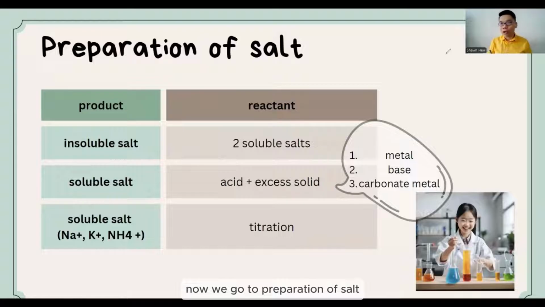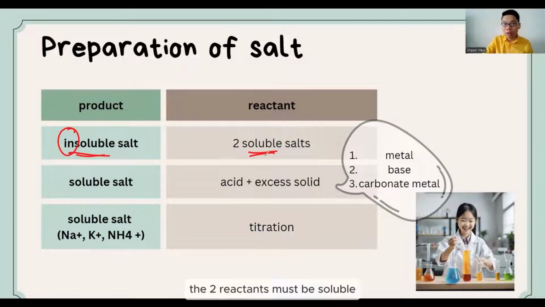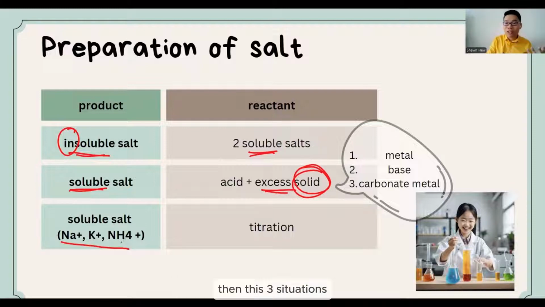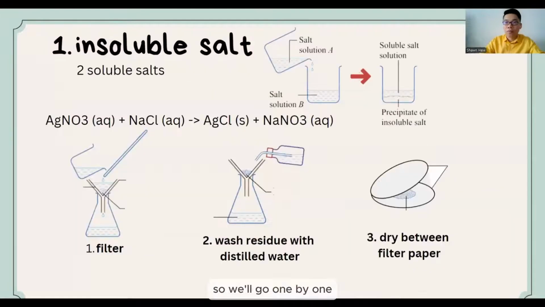Then we go to preparation of salt. To prepare three different types of salt, we have different methods. So you just remember, if you want to produce insoluble salt, the two reactants must be soluble. If you want soluble salt, then one of the reactants must be solid, and the solid must be in excess. For these three situations, we are unable to have any solid raw material, so we have no choice but to do titration, where we need to use the indicator to confirm the volume that we need to add in to do the neutralization. So we'll go one by one.